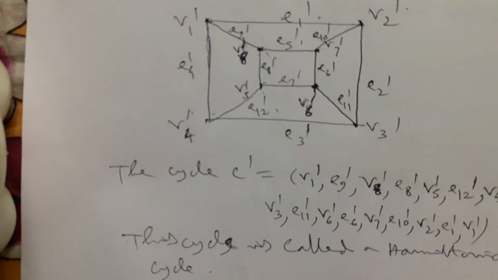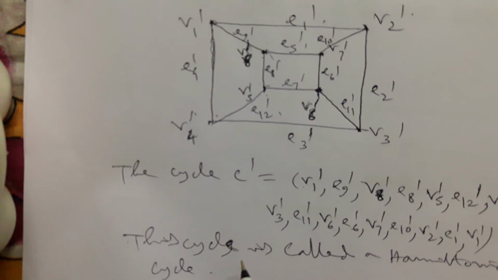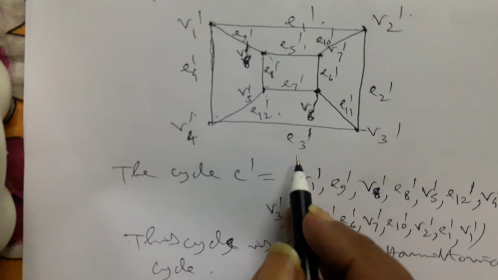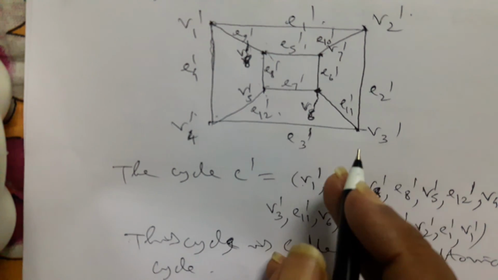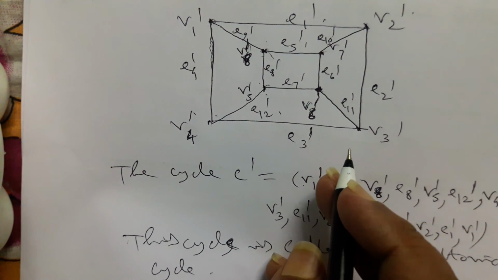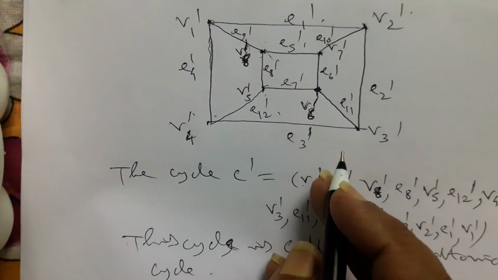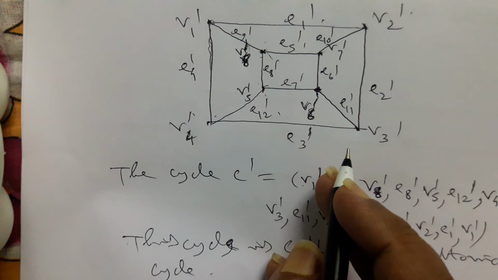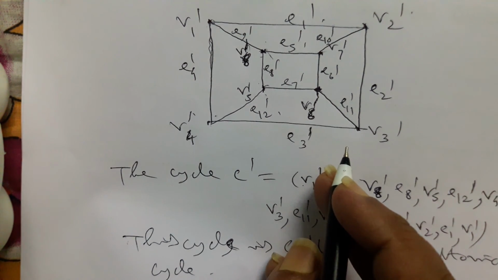So here we get the idea of what a Hamiltonian path is, and then we consider Hamiltonian cycle. After that we know what a Hamiltonian graph is, and with the help of some pictorial representations we have got a few ideas about Hamiltonian cycle.